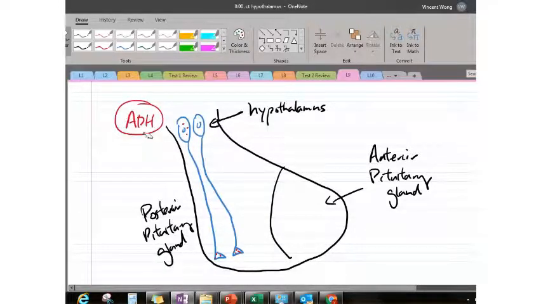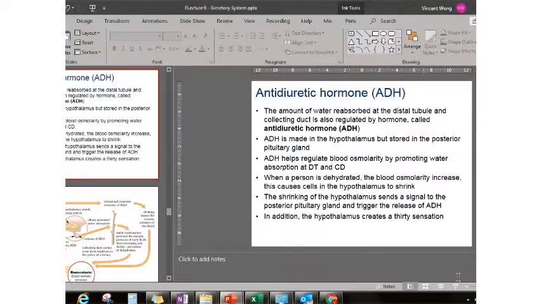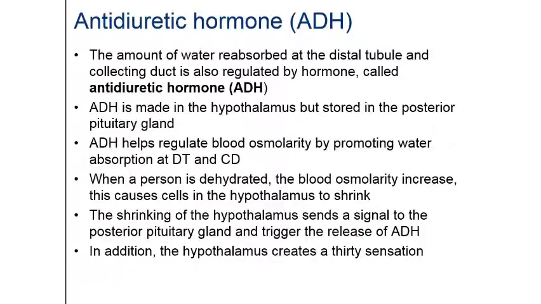So you're going to make this anti-diuretic hormone in the hypothalamus. You will store it in vesicles in the posterior pituitary, and when the trigger comes, you will send some signals, some action potentials down the axon, and the ADH will be released from the posterior pituitary gland, much like you release neurotransmitters. Okay, so let's go back to the PowerPoint here.